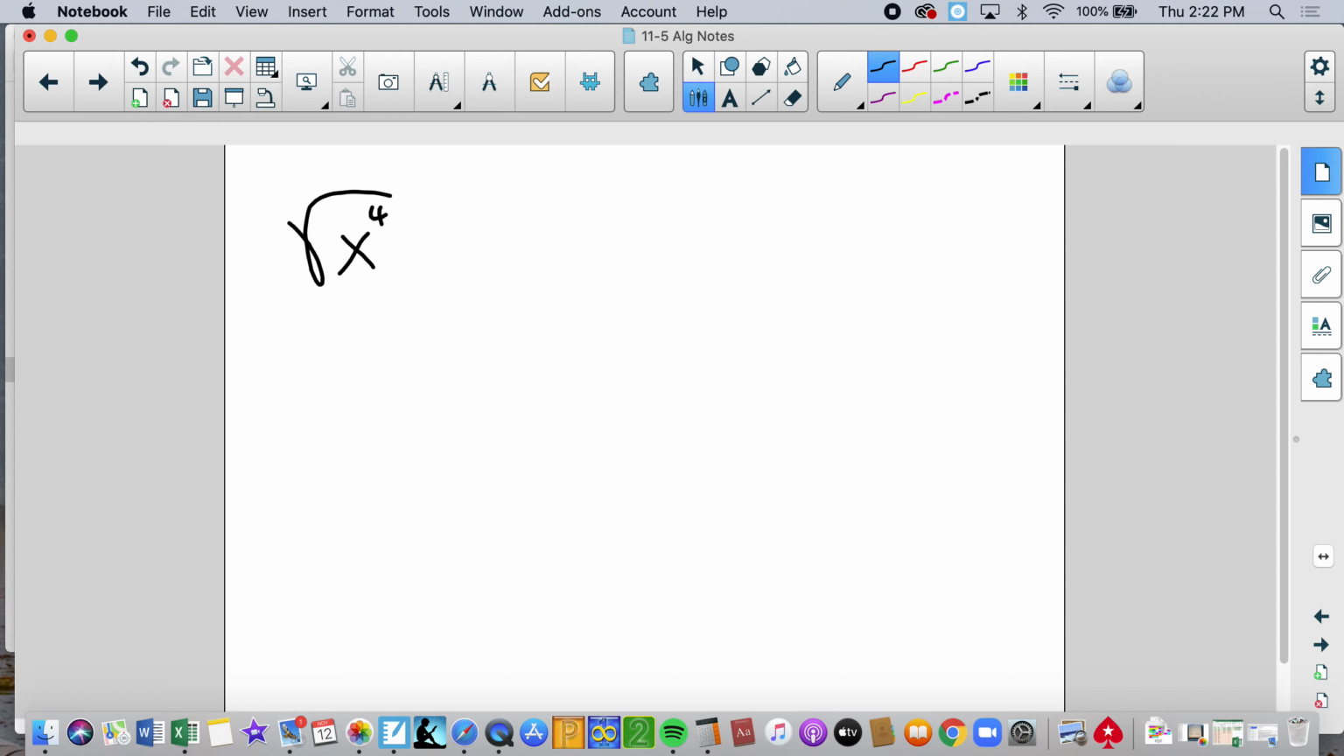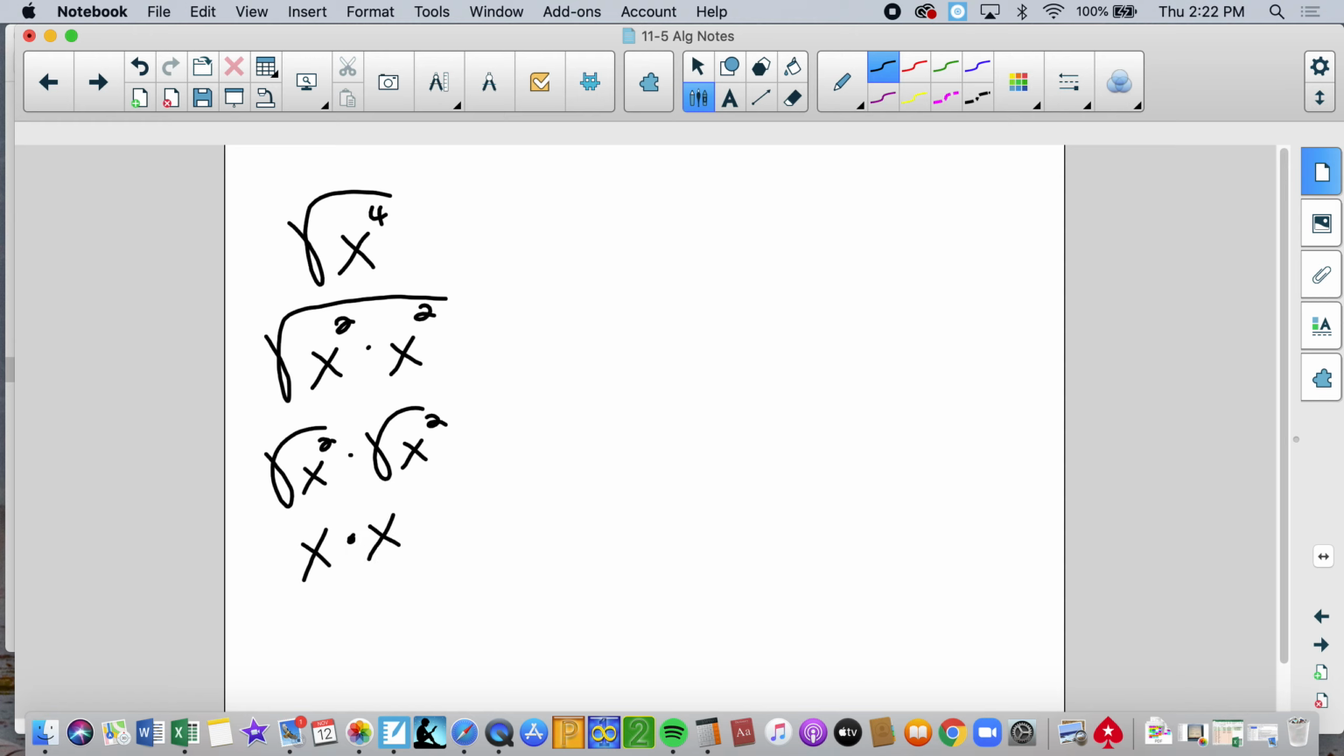So when we get the square root of x to the fourth, I'm going to break that into x squared times x squared. Because remember, that's what that would be. And then we can separate each one. Square root of x squared is x. Square root of x squared is x. X times x is x squared. So the square root of x to the fourth equals x to the second. We always want to pair it up with an x squared, because if we can get an x squared, then it'll come out of the house.